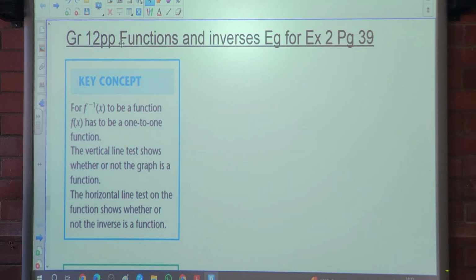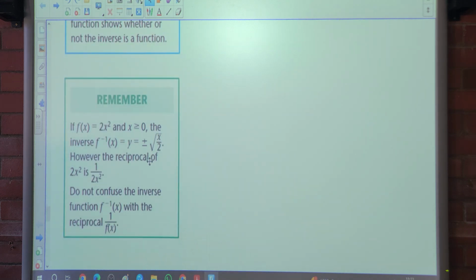Key concepts. For f to the minus 1 of x to be a function, f of x has to be a one-to-one function. The vertical line test shows whether or not the graph is a function. The horizontal line test on a function shows whether its inverse is a function. Remember, if f of x equals 2x squared, then x has to be greater than or equal to 0.